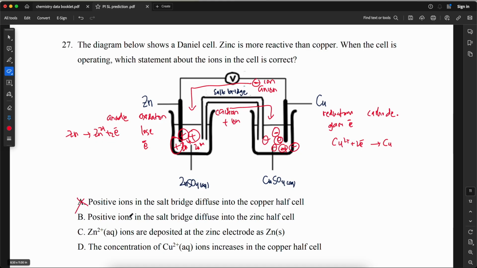Correct. Positive ions diffuse into zinc? No, because it's already positive, so it cannot be more positive. Zinc 2+ ions are deposited at the zinc electrode? No, it's not deposited here, but produced. The concentration of Cu2+ ions increases in the copper half cell? No, because it gains the electron, so it will reduce, producing copper.